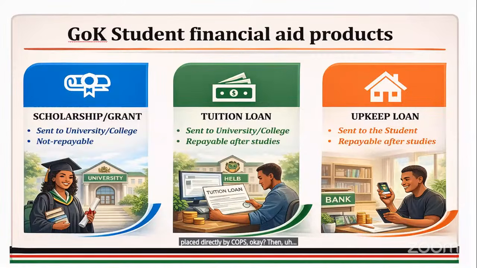Then the tuition loan and upkeep loan come from HELB. So if you are placed, you will get your scholarship, your tuition loan, and your upkeep loan. The tuition loan goes directly to the institution. The upkeep loan goes to your bank account, or if you have chosen the option of mobile money, it will be sent to your M-Pesa. Also, the scholarship amount goes directly to school. So tuition and scholarship, you don't touch, but upkeep money, you will have it.